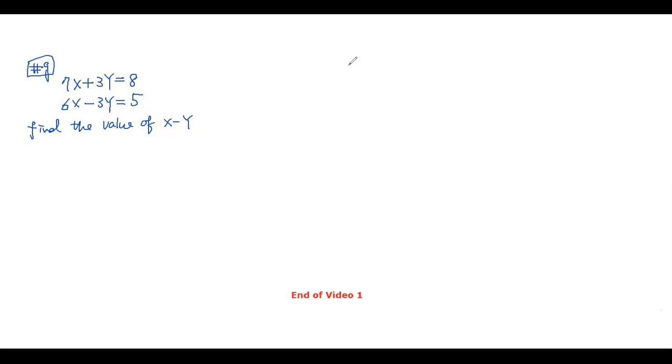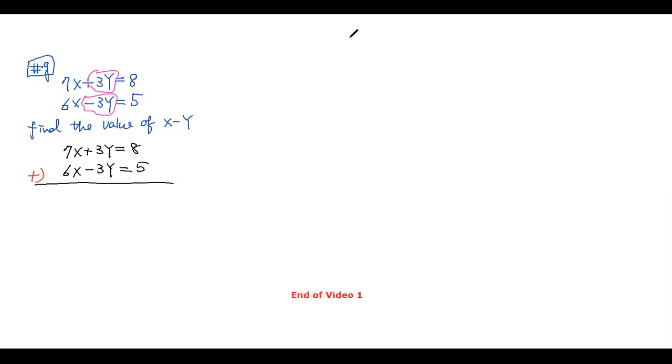So the first thing is you observe this equation, and you say, it's pretty good. This one has a 3y, this one has a negative 3y. Well, looks like it's very easy to eliminate. So this is 7x plus 3y equal to 8. So this is 6x minus 3y equal to 5. Right? So now you say, hey, this one they already did for us. It's good. So it's a plus.